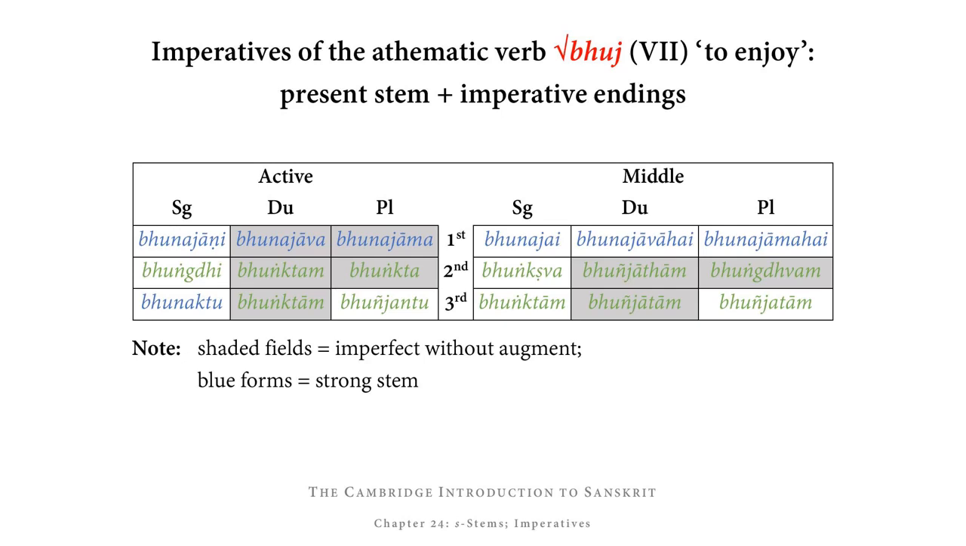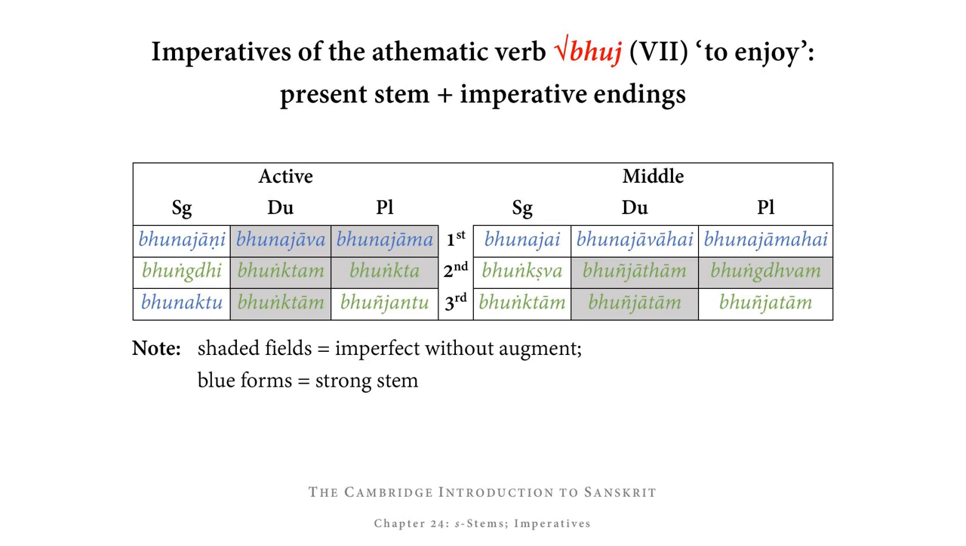Then in the middle, bhunajai, bhunkshva, bhunktam, bhunajavahai, bhunjatam, bhunjatam, bhunajamahai, bhunktvam, bhunjatam. Notice that here again, the shaded fields contain forms that are identical to their imperfect counterparts, just without the augment.